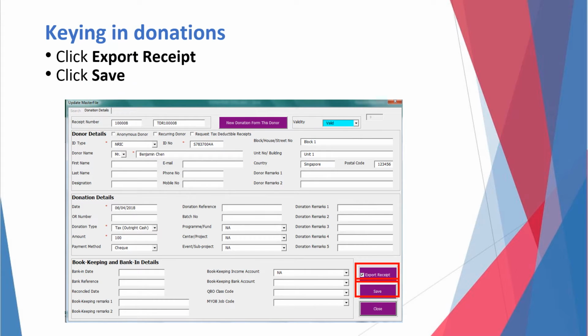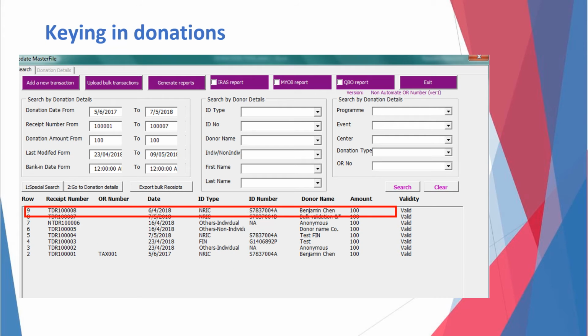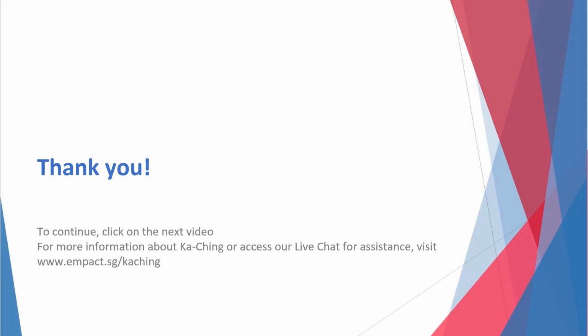After keying in the donation details, if you wish to create a receipt, click Export Receipt. The receipt will be printed as PDF file in the official receipt folder. Alternatively, you can leave the box unticked. Next, click Save to save the donation record into the Kaching tool. The new donation record should be reflected in the dashboard of the Kaching tool. You have now learned how to key in donation transactions into Kaching for new donors.